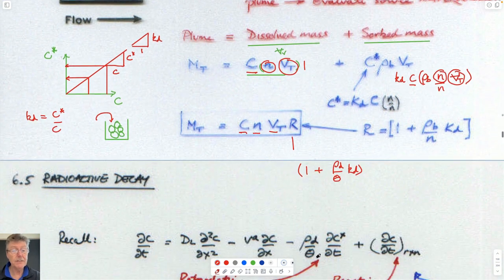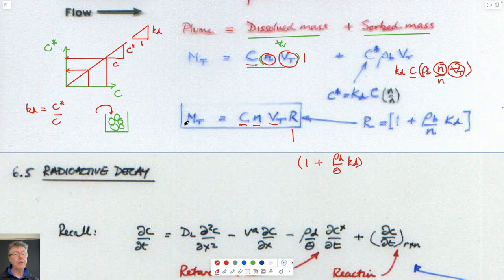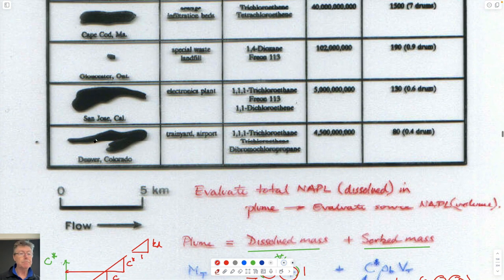And so, actually kind of interesting, the amount of mass that you have in your system isn't just the concentration in the water multiplied by the amount of free water you have in the system. It's the amount of free water you have in the system, which are these two terms together, multiplied by retardation, which includes the amount that's present in the water and the amount that's present attached to the solid. And so the sum of those two gives you the total amount that's present as spilled to be able to calculate the total mass.